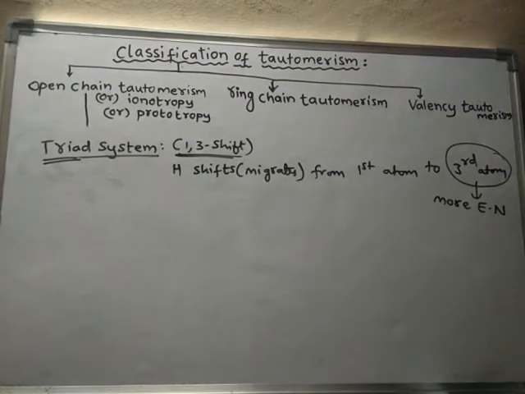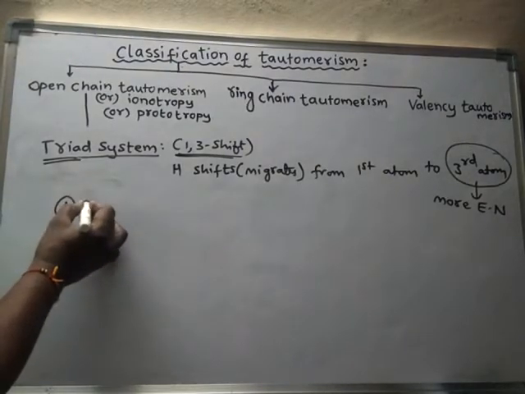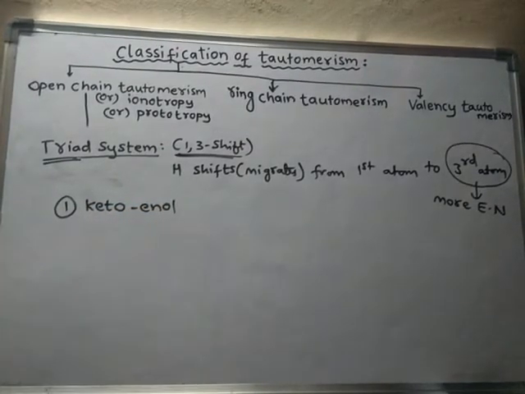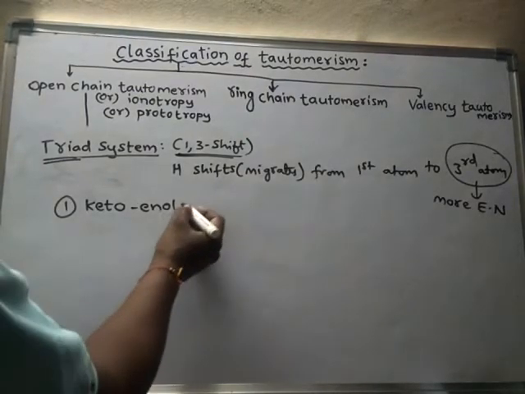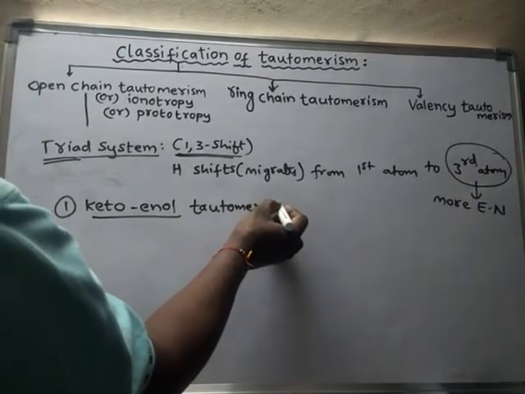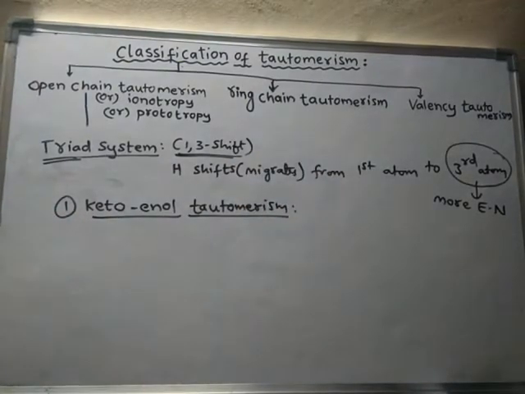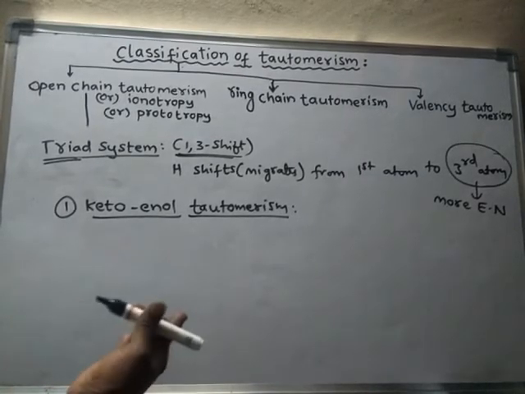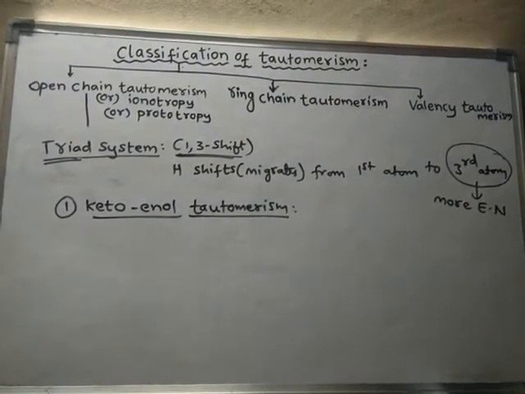So in the triad system, many examples are there. The first one is keto-enol, the most famous type of tautomerism related to 1-3 shift, keto-enol tautomerism. See here there is an equilibrium between the keto form and the enol form.